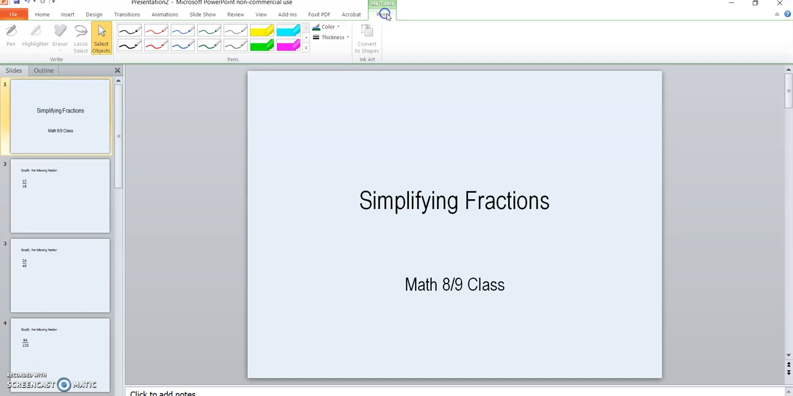Here we are starting off the year with some fractions. And there's two concepts we're going to be going over today. The first one is simplifying fractions, and the second one is multiplying fractions. So here we go.